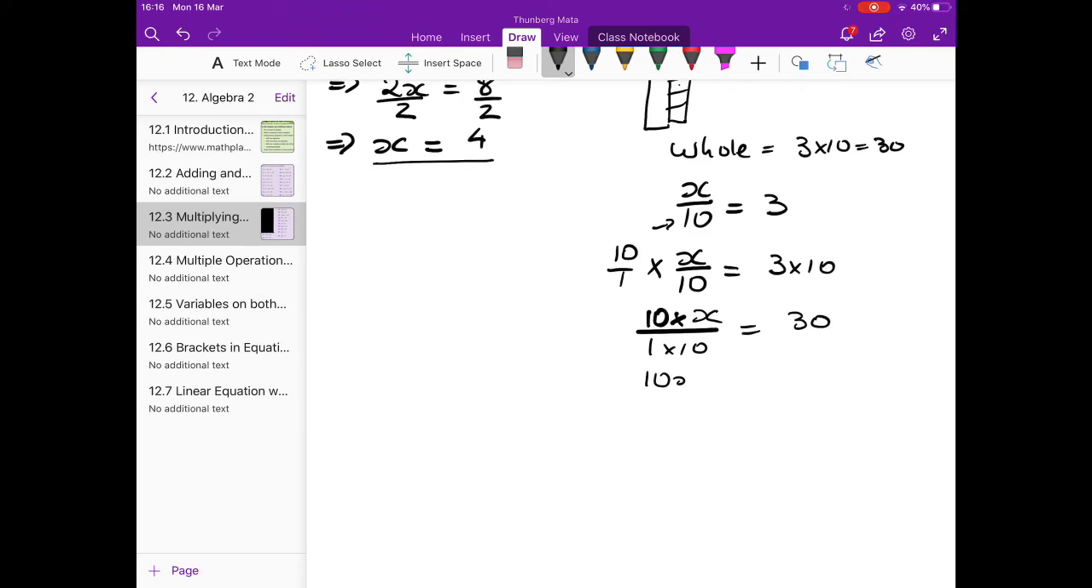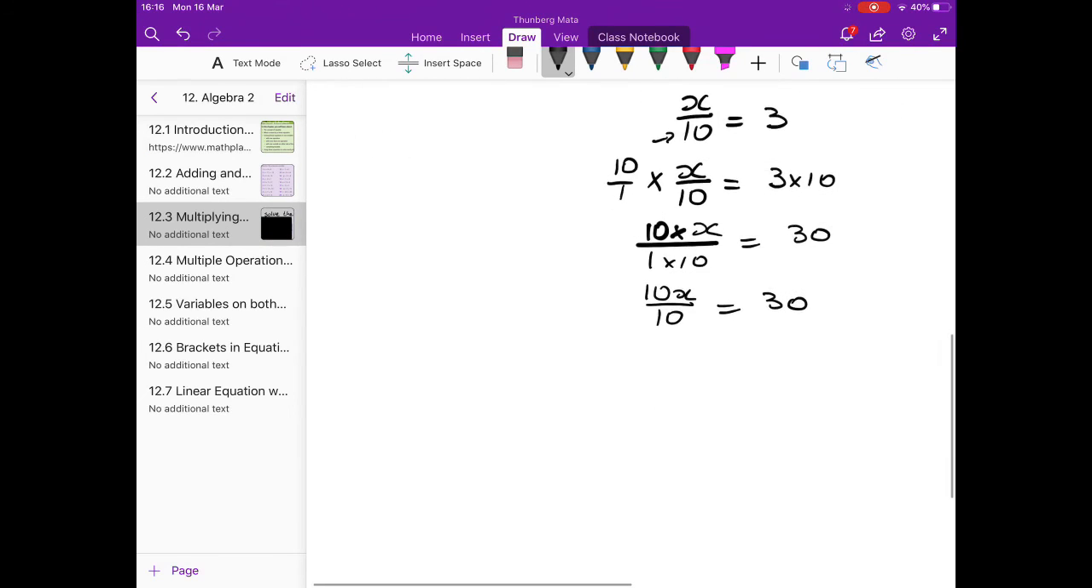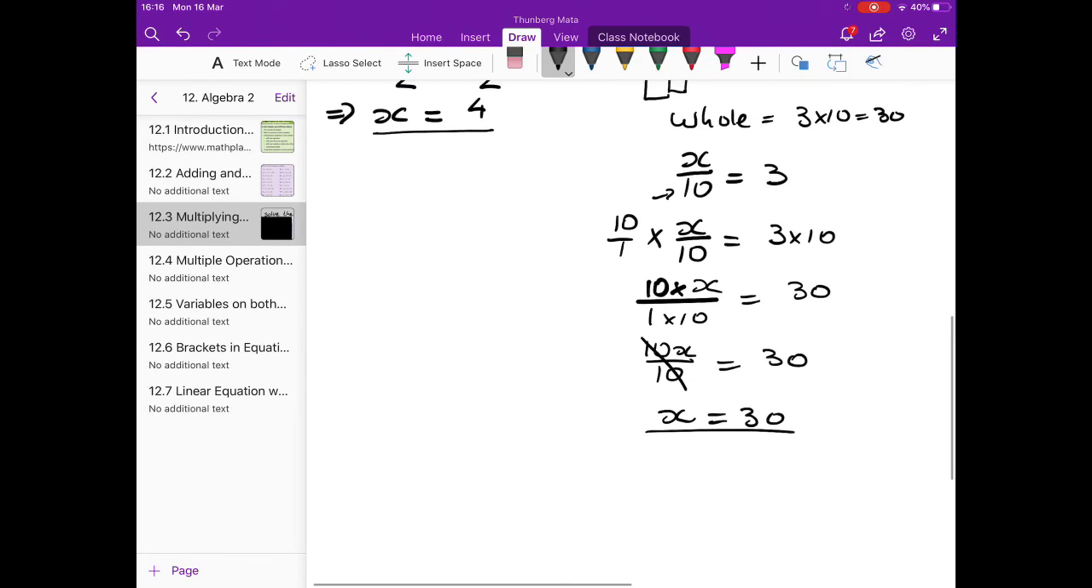So then I have 10 x's divided by 10 is equal to 30. Well, 10 x's divided by 10, and we'll be left with only x. So x is equal to 30. So to figure that out, we check what the x is divided by, multiply both sides by what it's divided by, and we'll end up with x is equal to 30. And again, I don't want to forget these.